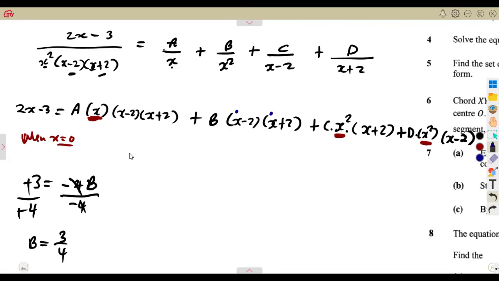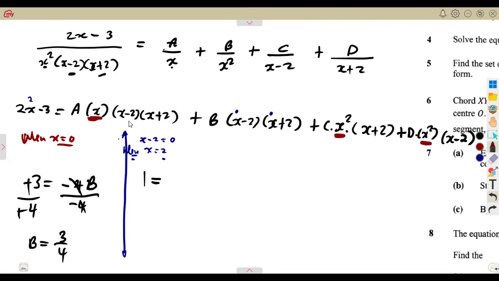So that's it. Then we look for another linear bracket. Just equate it to 0. You can take x minus 2. So giving x minus 2, equate this to 0. It means x must be equal to what? To 2. So when x is equal to 2, we are going to substitute 2 here. 2 times 2, 4 minus 3, which is 1, is equal to.